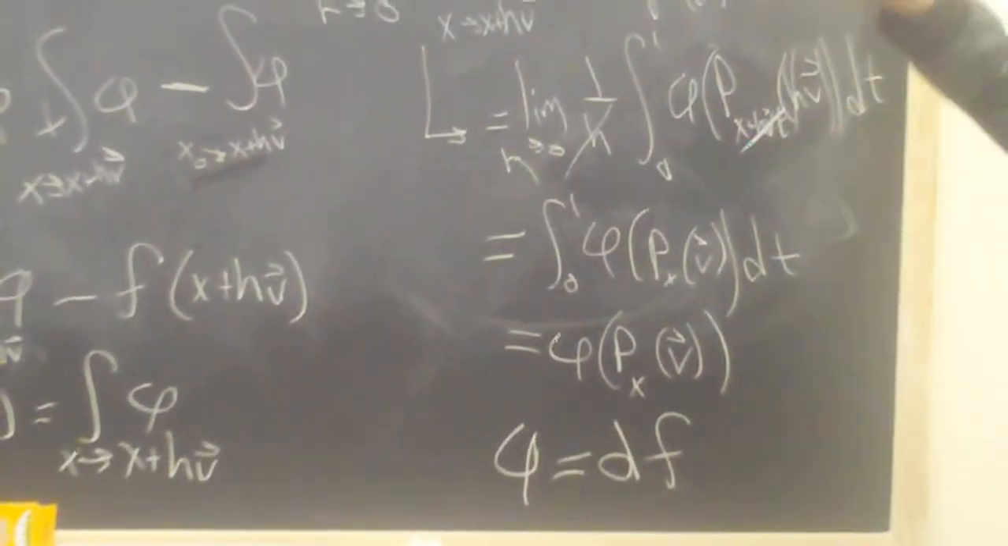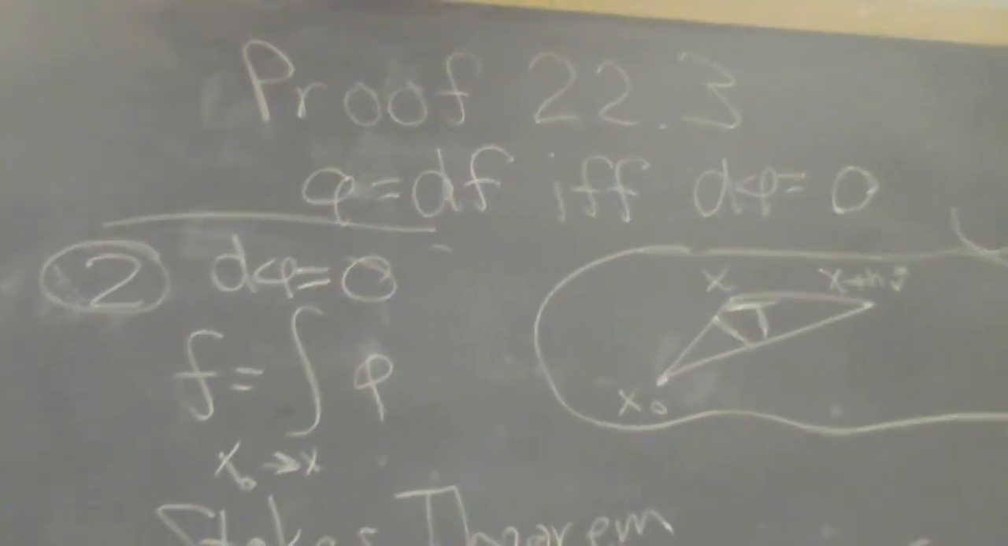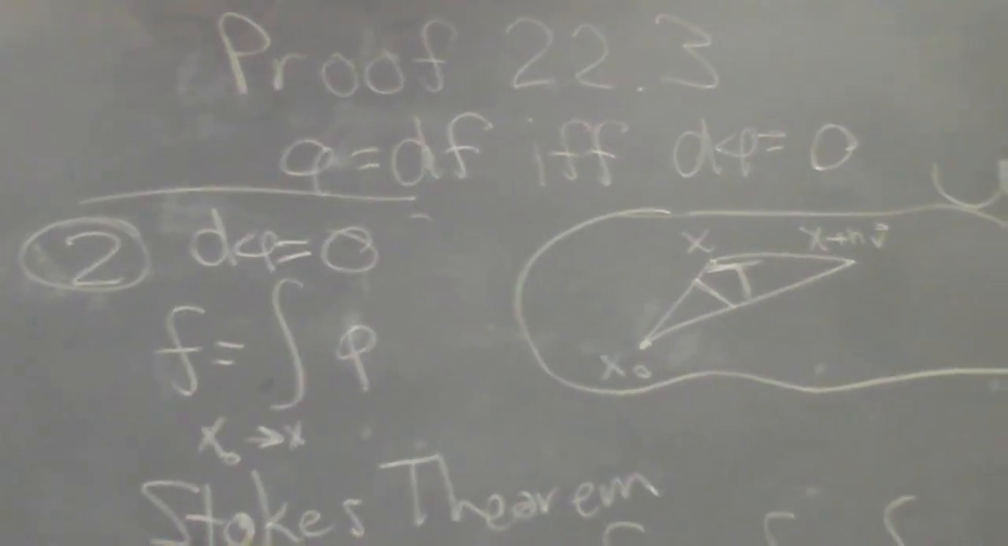And we have proved that if d phi equals 0, then phi is equal to the exterior derivative of some function, completing our if and only if proof.